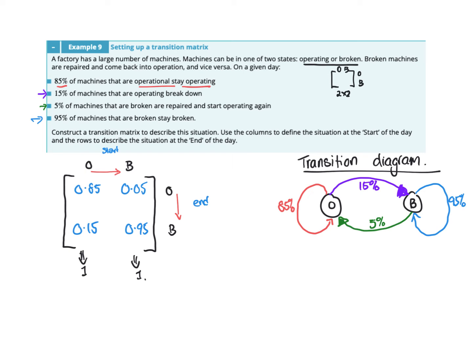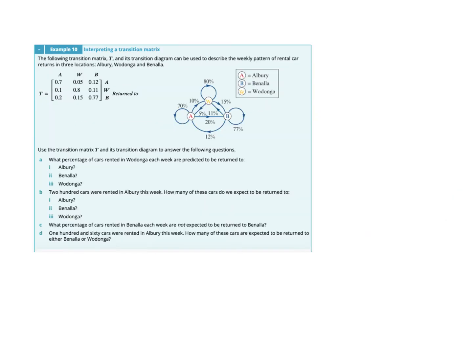So just here where they say use the start of the day as the rows and the end of the day as the columns, that is what I meant, where we start here and end there. We always do that. That was their way of saying that, okay? But we always will follow this way for a transition diagram.